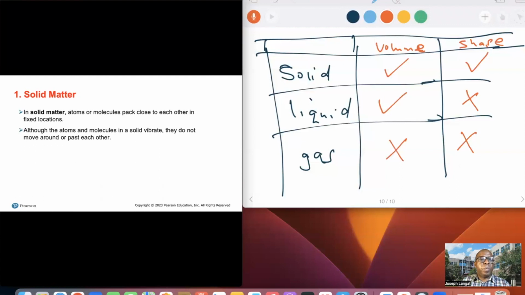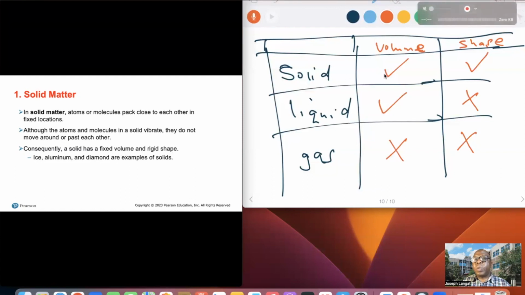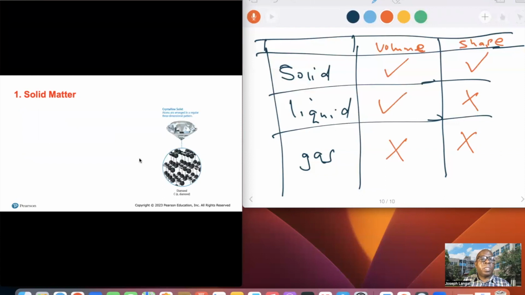They do not move around past each other. They are just in fixed positions. Ice, or solids like aluminum and diamond, for example, they have fixed volume and rigid shape. Underline the word volume. Fixed and rigid shape. So that's what is meant by the check mark here. These are just a few examples of solids.